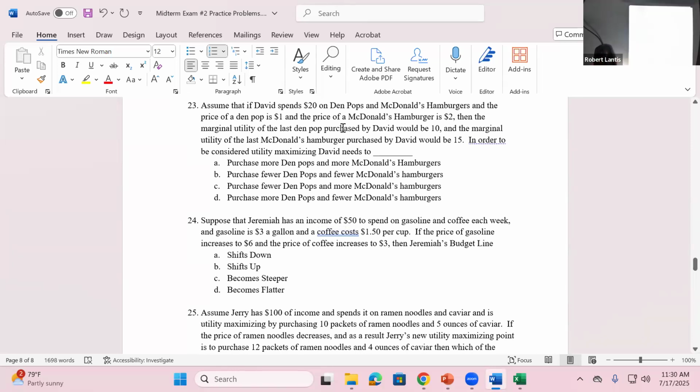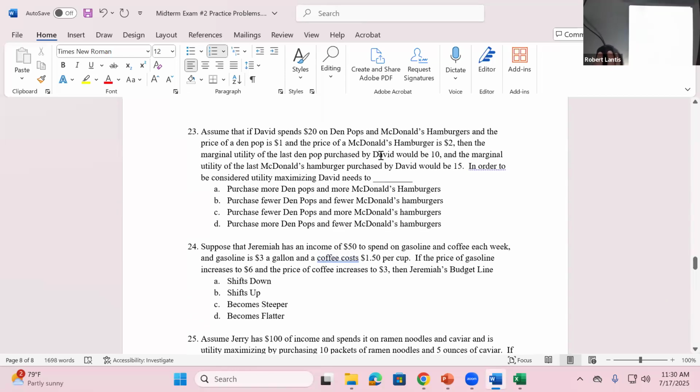So let's say we have this example and someone's spending $20 on 2 different goods. So that's their income. The prices of these goods are $1 and $2. Marginal utility of the last good consumed is 10 and 15. If we should be maximizing our total utility, what should this individual do? Okay.